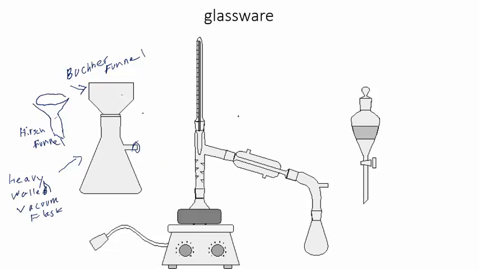Here we have an apparatus. It's for distillation, of course. That's the purpose of it. And the type of distillation, well, it's either simple or fractional. In this case, it's fractional because we have a fractionation column right there.